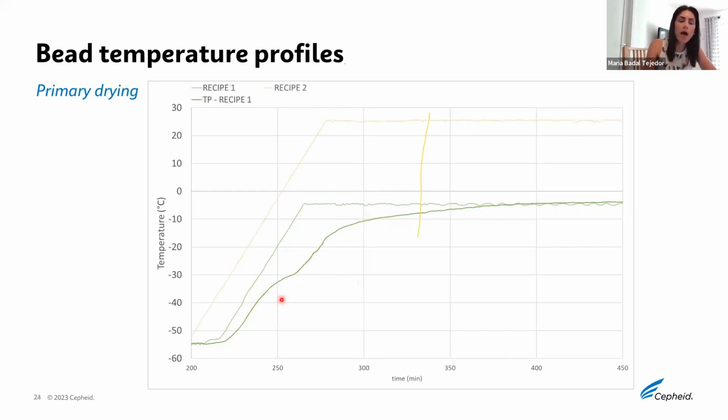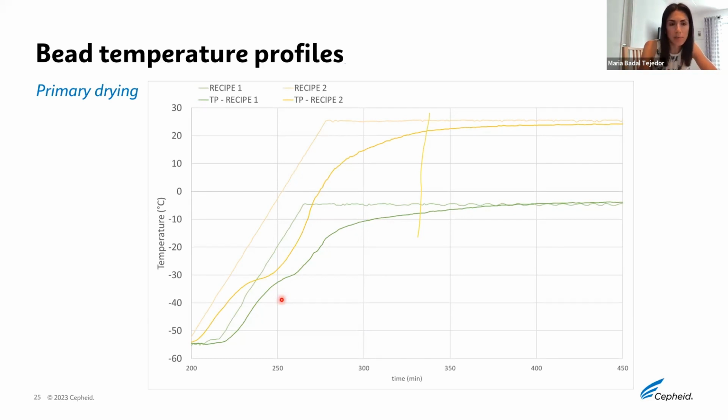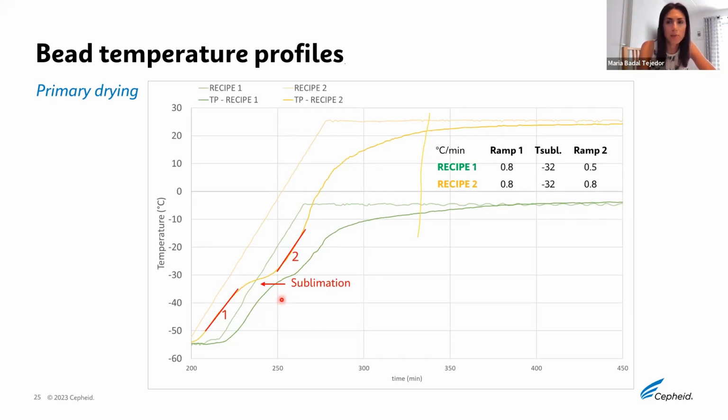But in a case with a much larger energy input, as in cycle 2, where we increase the shelf temperature to 25 degrees directly, we see, since we are using the same pressure, that sublimation starts at the same point, and then the rate of temperature increase after sublimation is much faster. So we input energy much faster if we use a higher shelf temperature for primary drying.